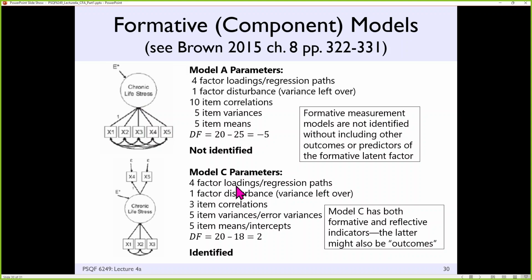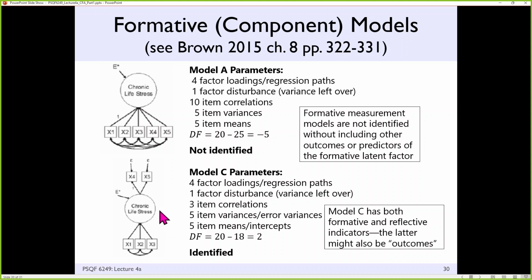Socioeconomic status is another type of formative measurement model. Those indicators are not necessarily caused by something. Your parents' education level, your zip code, your job prestige, those are not caused by something in common.